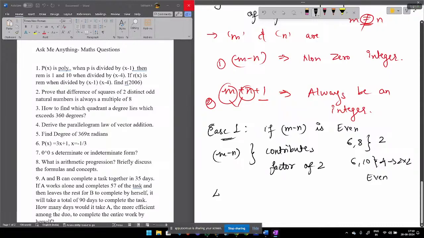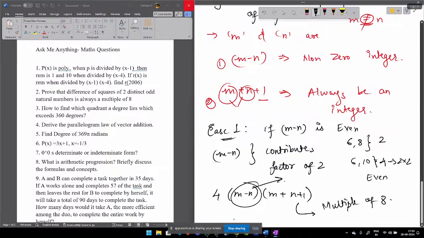So what would happen in this case? My 4 into m minus n into m plus n plus 1, this would directly become a multiple of 8, है ना. Why? Because this term is contributing a factor of 2, so it would anyways become 4 into 2, which is 8, and some integer which doesn't matter. Why? Because eventually वो multiple of 8 बन जाएगा.